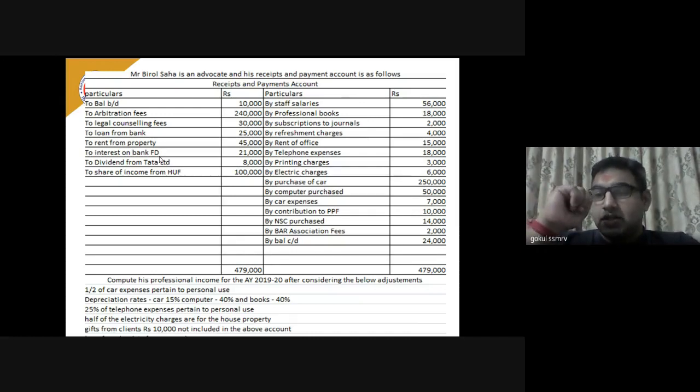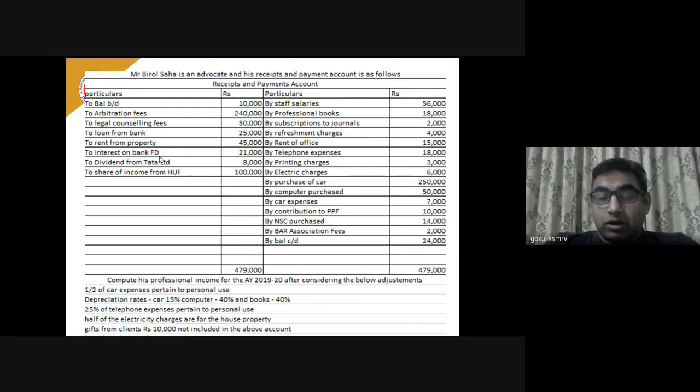Printing charges 3,000. Printing charges is pure professional expenditure. Electricity charges 6,000, but there is a catch here. Half of the electricity charges are for the house property. That means out of 6,000, only 50% has to be considered. So 6,000 into 50 by 100.